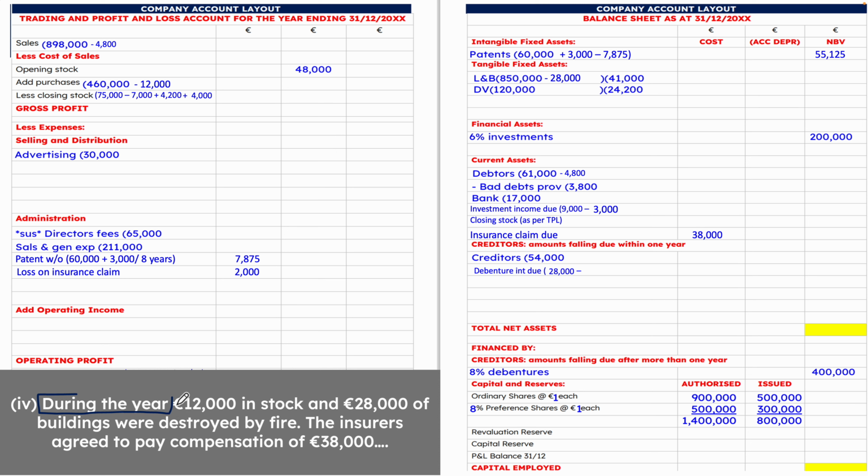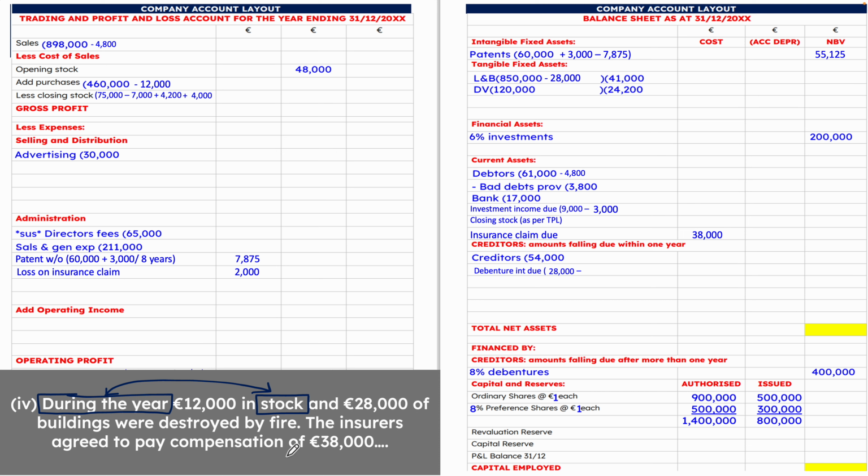We do not automatically go, oh, closing stock. That's what a lot of students do. But if you see stock and our goods during the year, that is a purchases figure, not a closing stock figure. Nowhere in this does it say 31st of the 12th, so therefore you leave closing stock out of this.